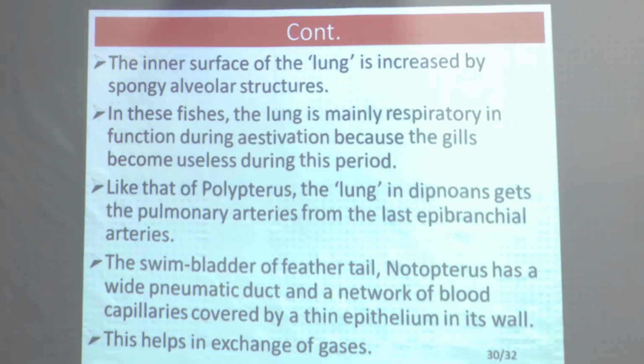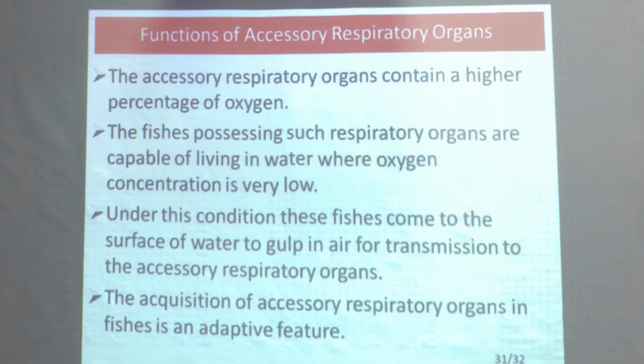The swim bladder of the featherback Notopterus has a wide pneumatic duct and a network of blood capillaries covered by a thin epithelium in its wall. This helps in exchange of gases. So, this is all about the accessory respiratory organ.